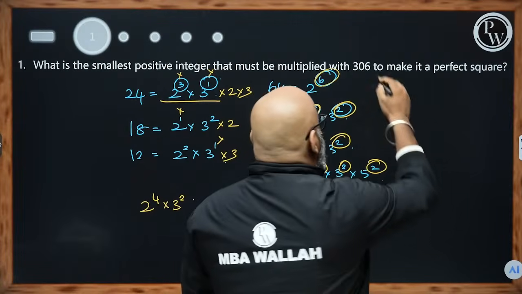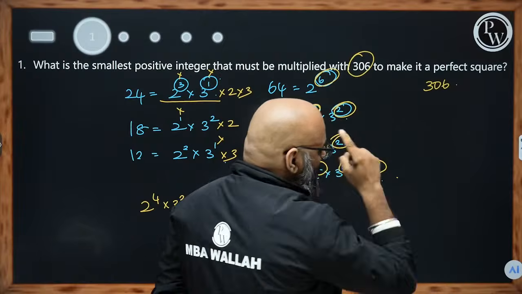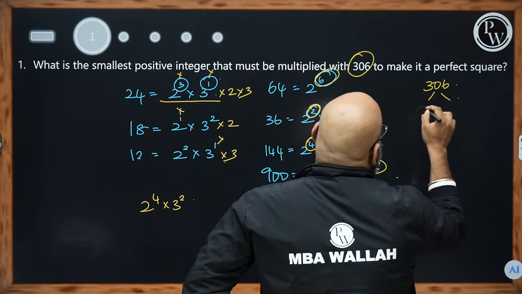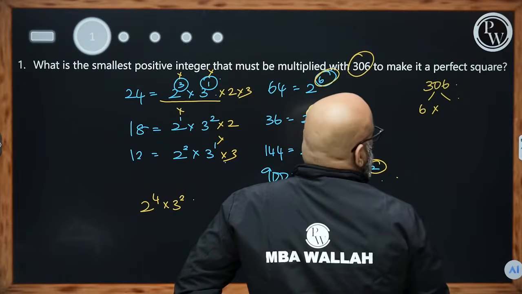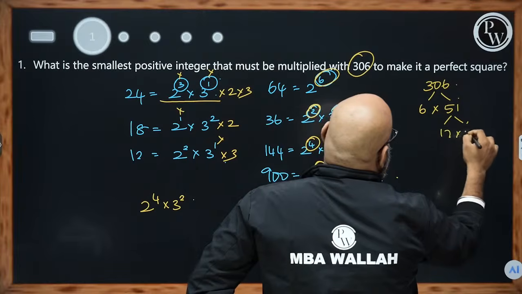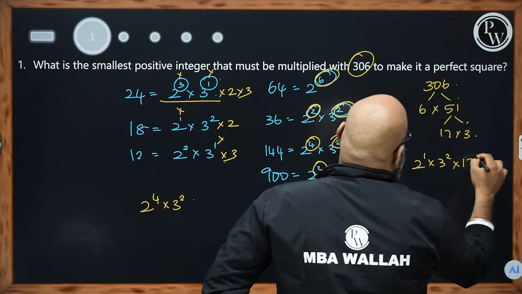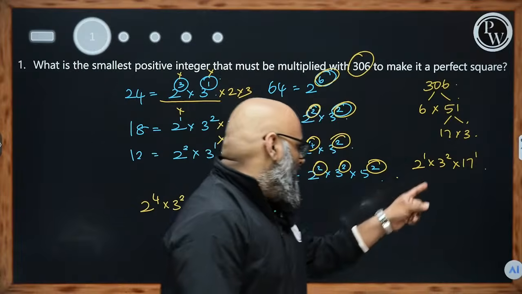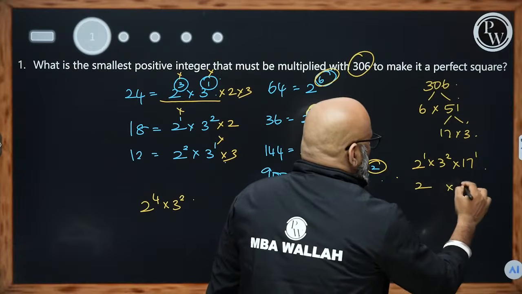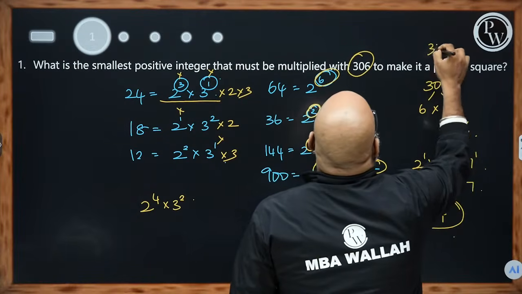Plug in this idea to 306 now. So when I look at 306, it goes nicely in 36 for me. So this will be 6, 306 goes in 6 for me. 6 into 51, 17 into 3. So that is 2 power 1 into 3 square into 17 power 1. I'm not worried about this because this is a perfect square. But I still need one more 2 and one more 17, or I have to multiply it by 34. 34 is your answer.